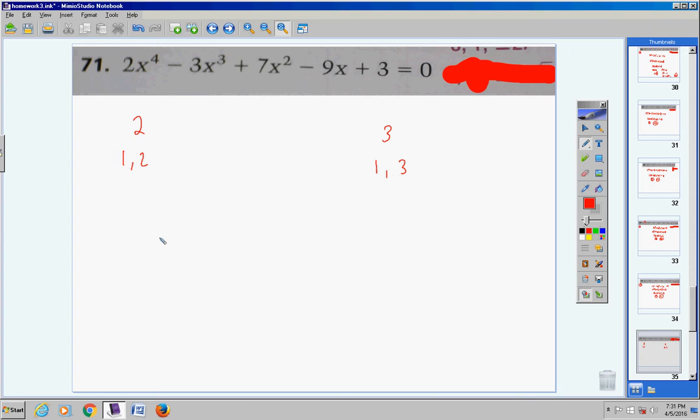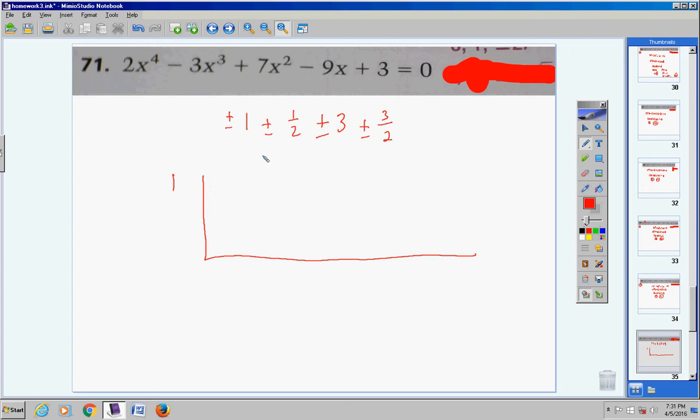So 1 over 1 is 1. 1 over 2 is 1 half. 3 over 1 is 3. 3 over 2 is 3 halves. And we're finished. If any rational zeros exist, they will be in that list of numbers right there. So now we've got to test these. Alright? So here we go. I'm going to start with my smaller numbers first, the number 1.